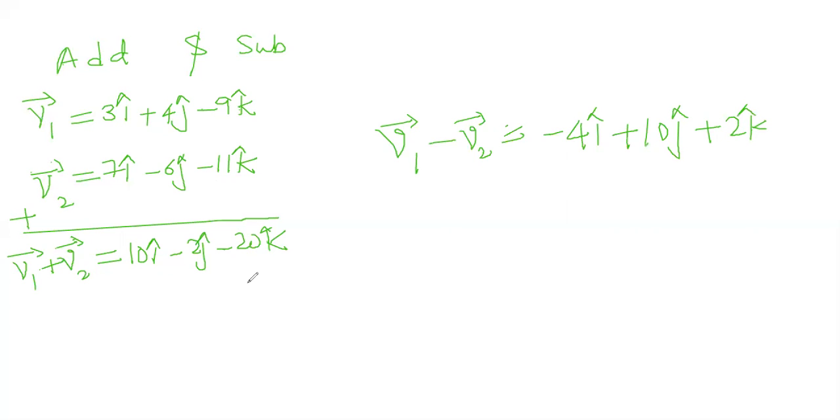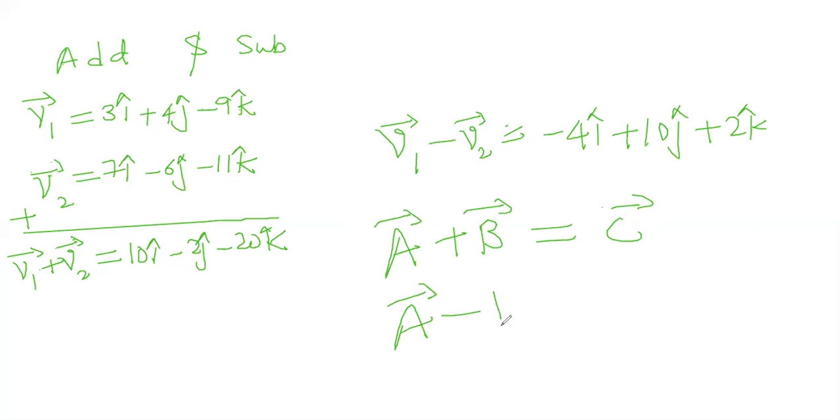In general, we call A bar plus B bar another new vector C bar. And similarly, A bar minus B bar is another new vector D bar, not C bar, D bar. Some other vector. We can call it C dash or anything. D bar. Is this understood? So simple. Addition and subtraction anybody can do. There's nothing much in it.